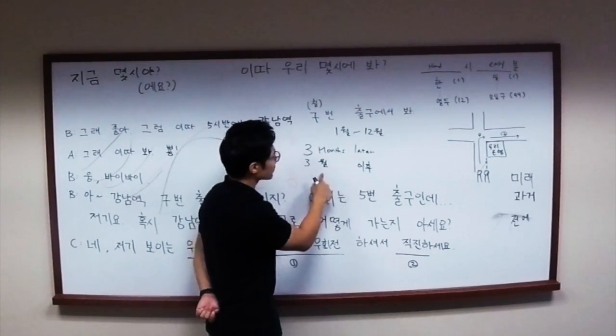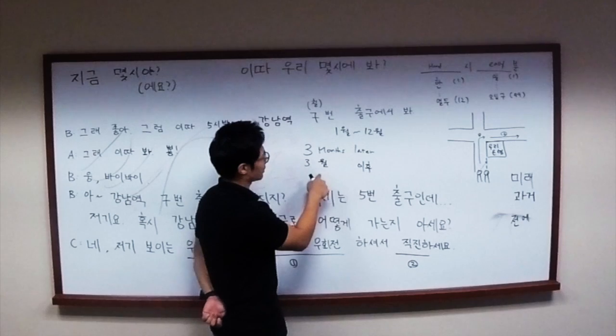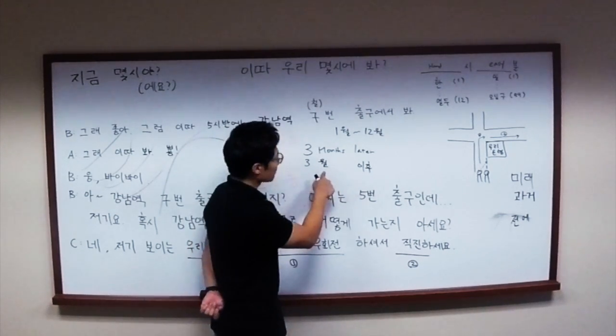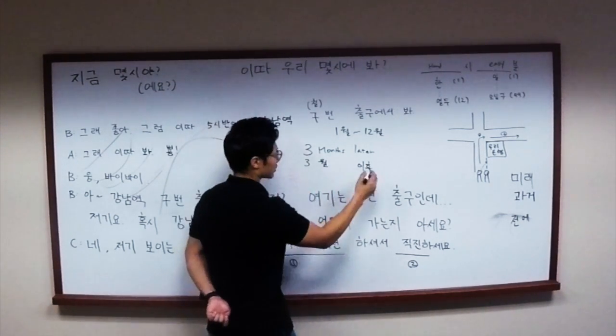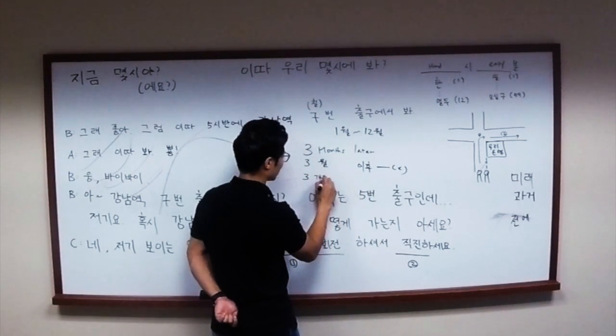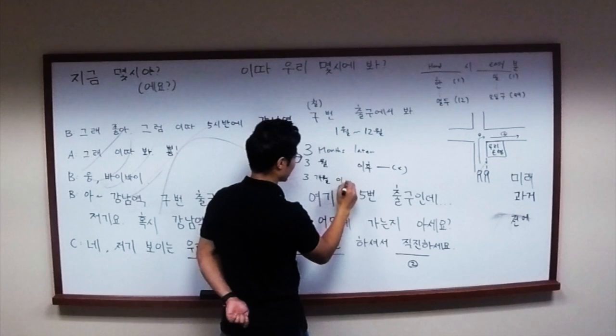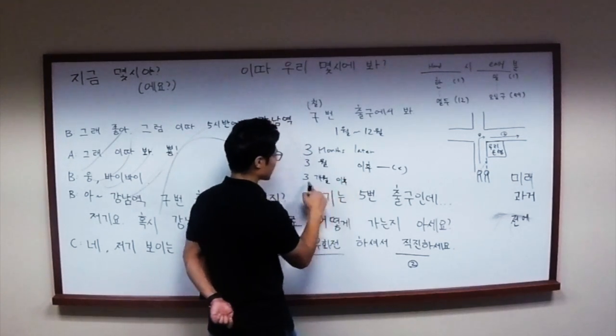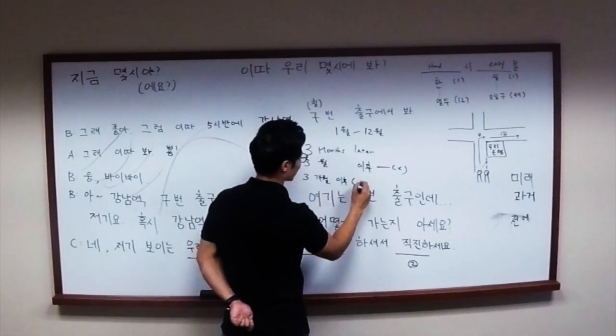But 3월 이후 is a completely different translation. It will be like after March. But if you want to change it to this expression, then it will be 3개월. Just put K. 3개월 이후 means after 3 months later.